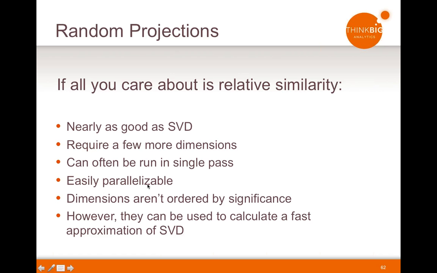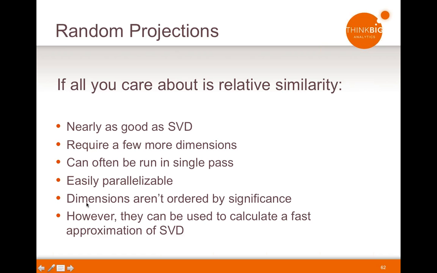It's also easily parallelizable, because remember, we're just talking about matrix multiplication here. We have a random matrix and we have our original matrix. So we already showed how you can distribute that by looking at that cubic view. All you're doing is taking 2 matrices and multiplying them together.